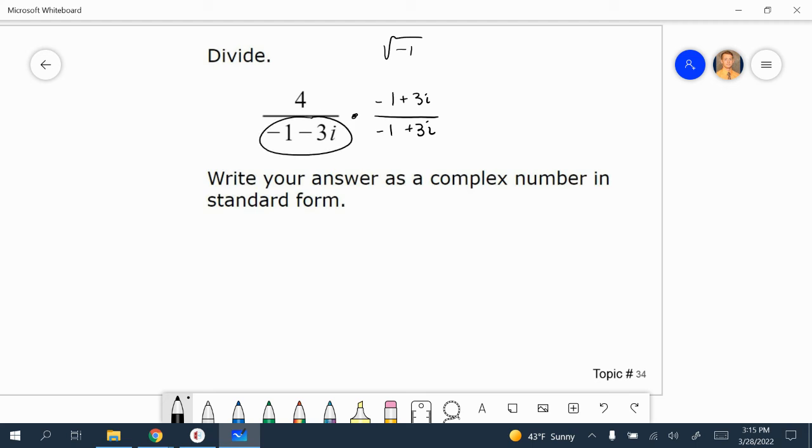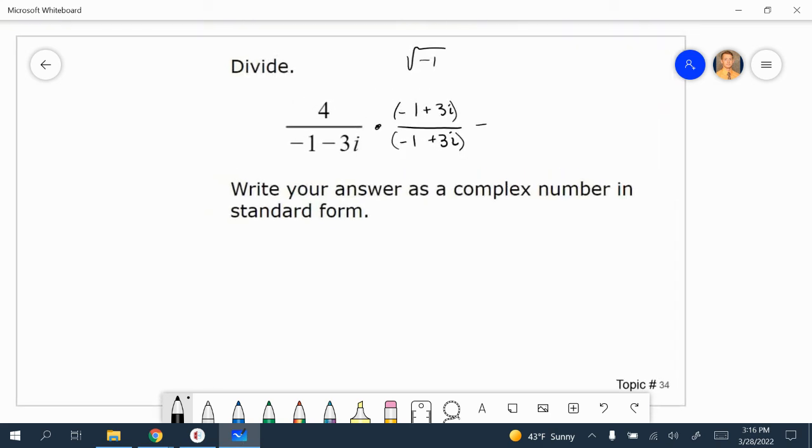I basically took this and I just changed the sign that's attached to the i, because what's going to happen is when I do my inside and outside terms, those are going to cancel out. So I'm going to FOIL this. Well, on the top, I guess I'm just going to distribute. If I distribute this, I'll get negative 4 plus 12i. And on the bottom, when I FOIL, it's going to be a positive 1 for my first term. My inside terms and outside terms should cancel out. This would be a positive 3i. This would be a negative 3i, and they're gone.